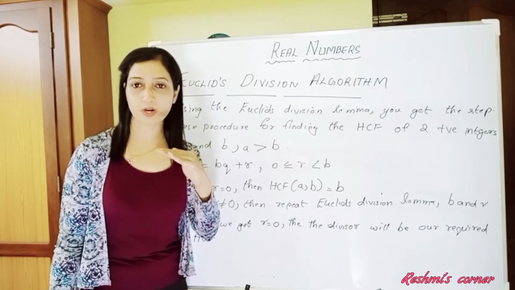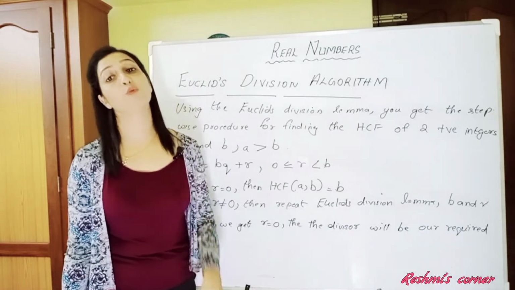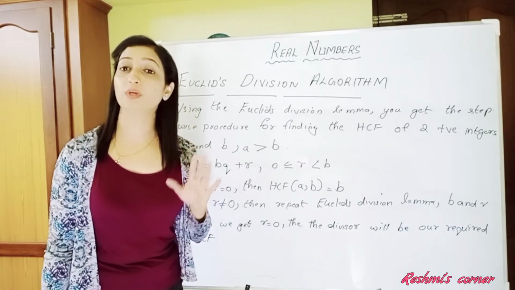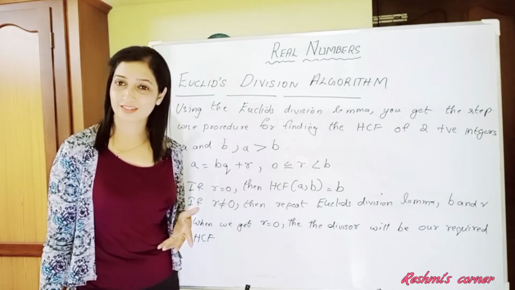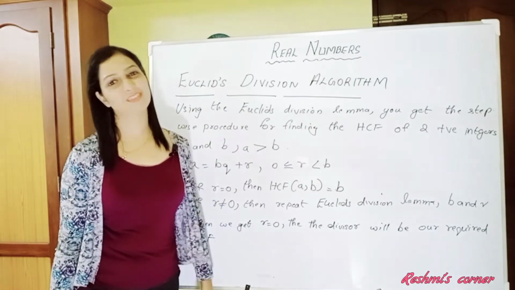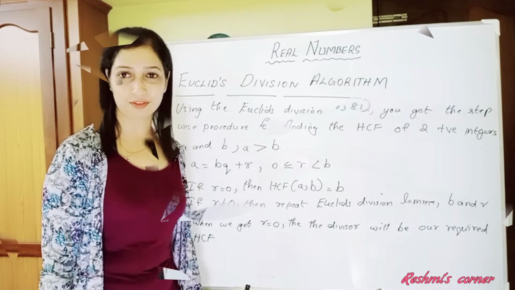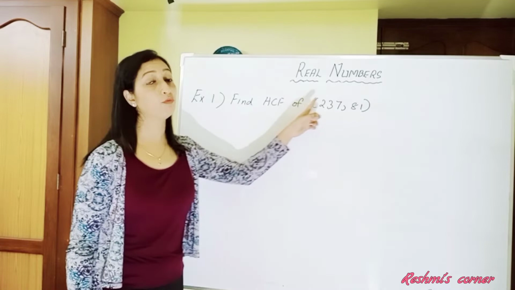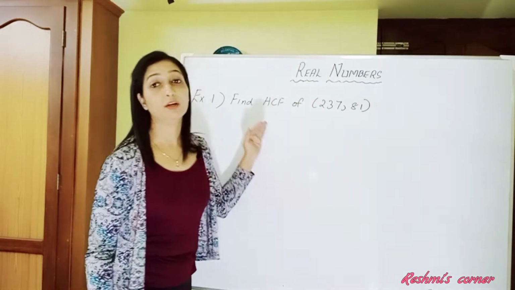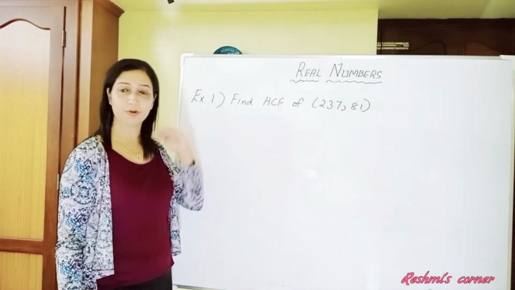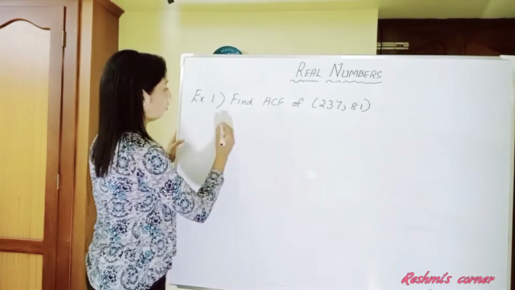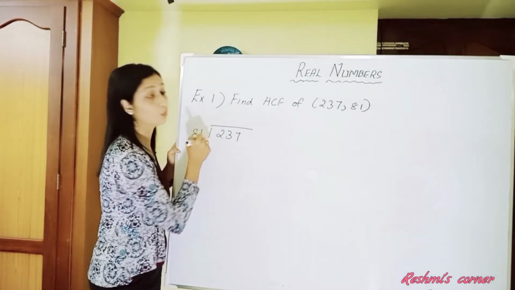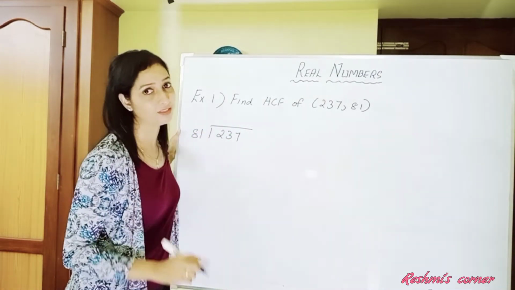So what is the Euclid division algorithm? It is the stepwise procedure to find the HCF of two positive integers A and B, where A should always be greater than B. Now let's discuss a few examples using this Euclid's lemma and Euclid division algorithm. Now this is our first example, which is to find the HCF of 237 and 81. Using this Euclid division lemma, let us find the HCF. What is our first step? You divide 237 by 81 to check whether we are getting our remainder 0.